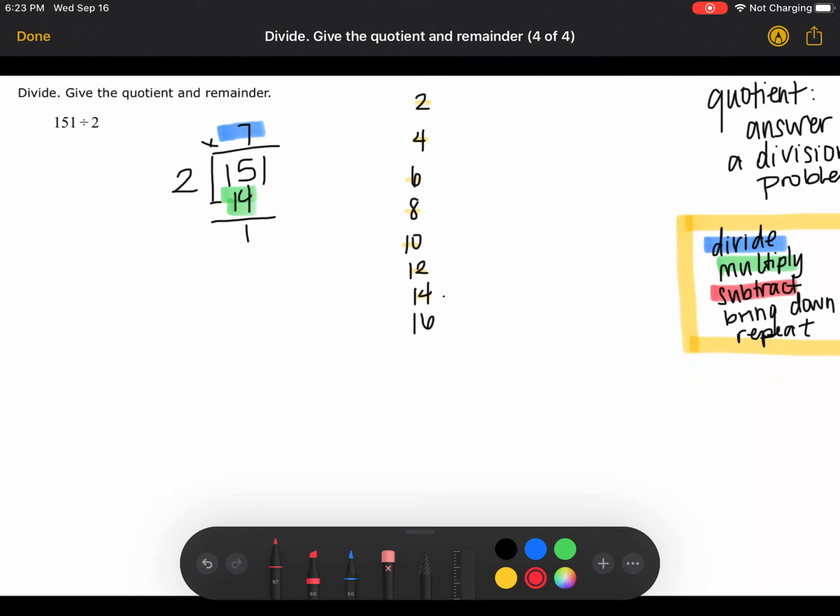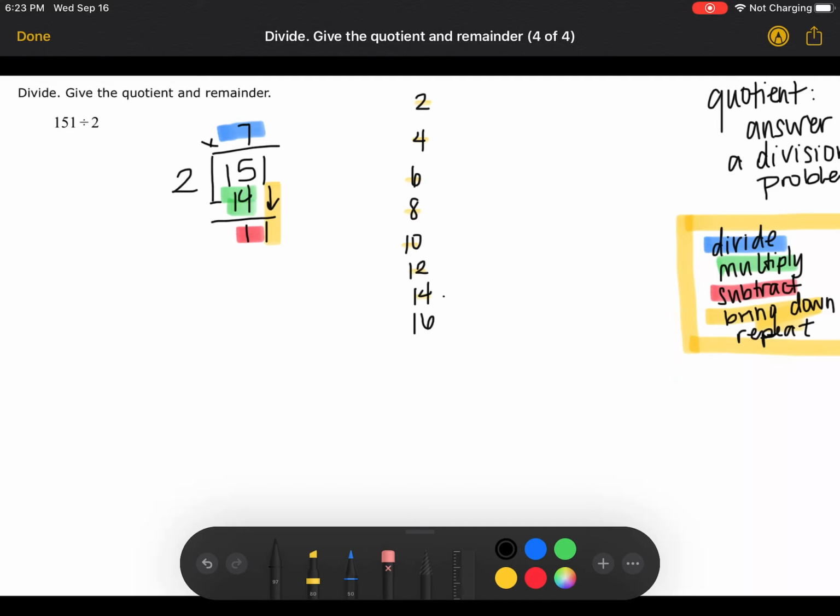And then I'm going to highlight that in red. And then my next step of bring down my next number, which is 1. And I'll do yellow for that, and that's my bring down.